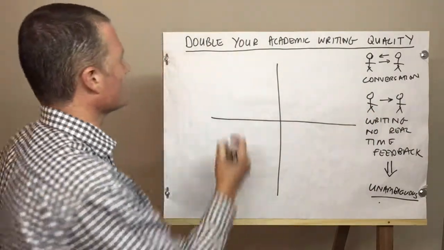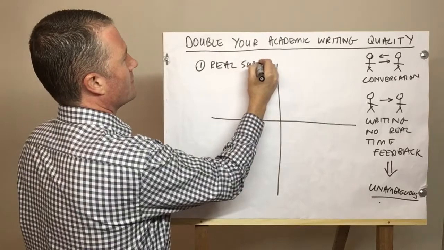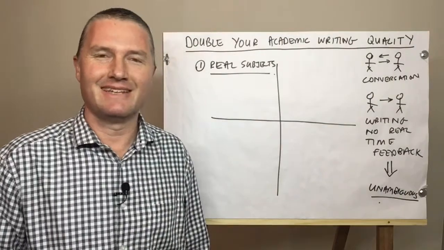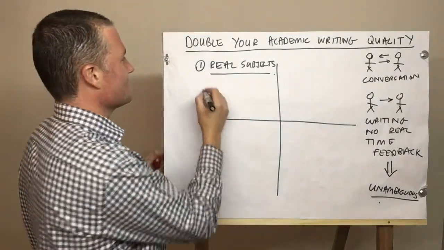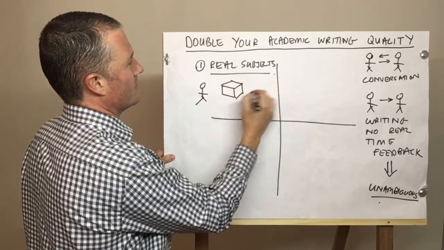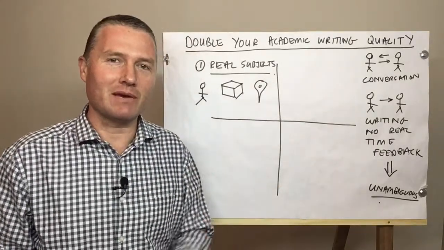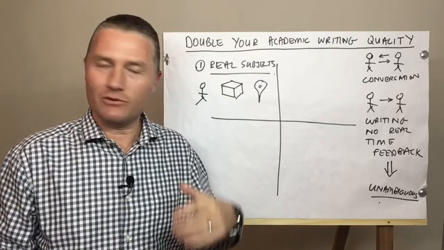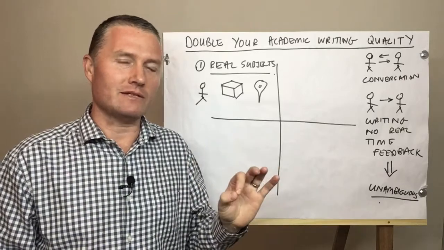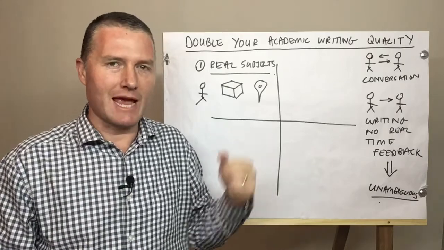So the first practice is, number 1, real subjects. Now, we learned this at school. A subject is a person, an object, or a place. And I want you to go back and look at your next piece of academic writing, whatever it is, and be your own editor and have a look at how many times you've made your nouns a little bit too abstract.